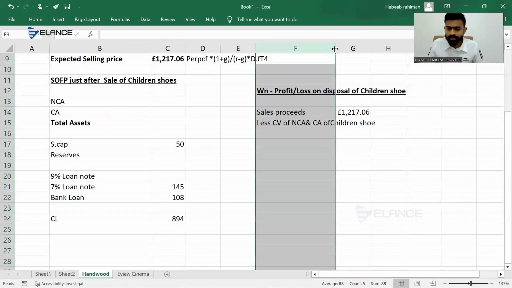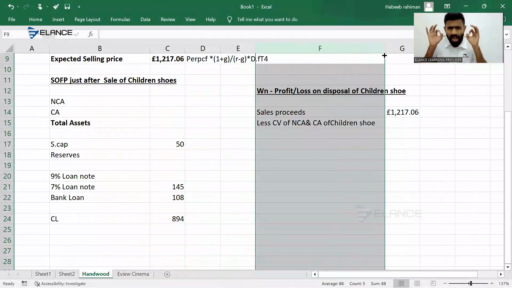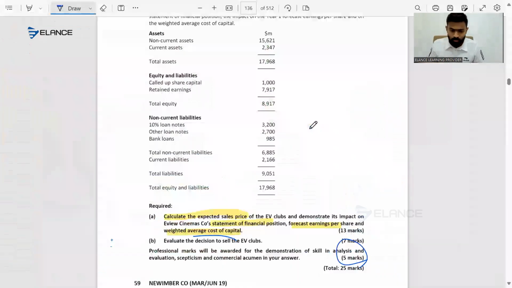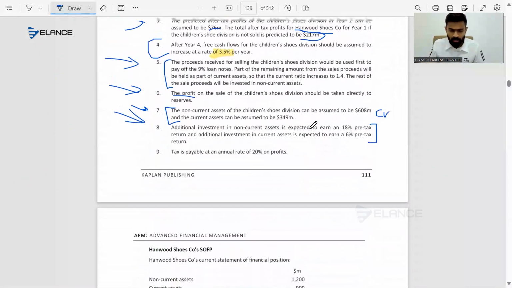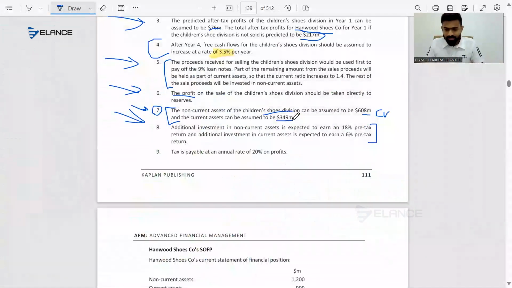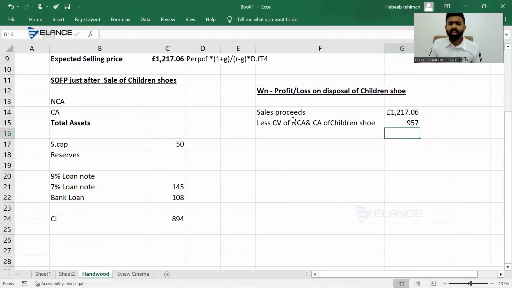It will be separately given. If the children's shoe division had non-current asset and current asset, the book value of those will be directly given. It is stated in adjustment number 7: the non-current asset of the children's shoe division is 608 and the current asset of the same is 349. So these are the figures we sold, 608 plus 349. We sold off a division which has a book value of assets worth 957, and we are receiving an amount of 1217. Is it a gain or loss on disposal? Gain.